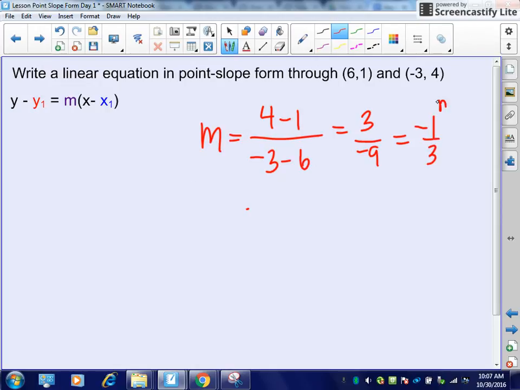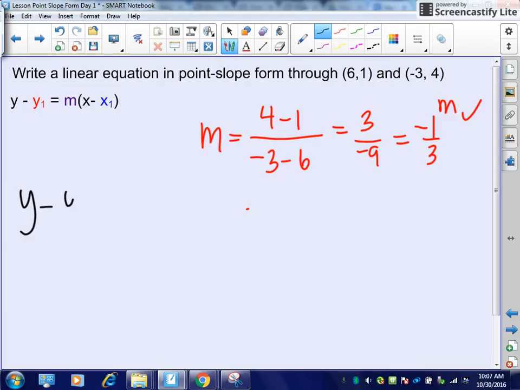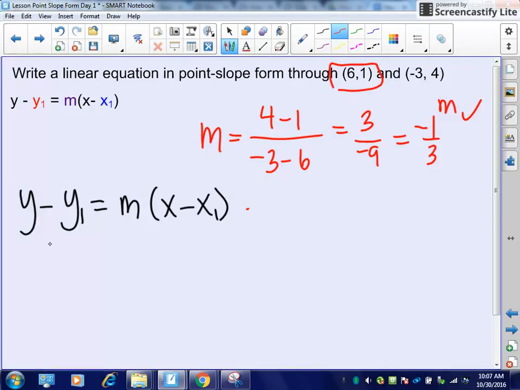Okay, so now we have the slope. And now we need to use a point and plug it into the formula. So again, the formula is y minus y1 equals m times x minus x1, where x1 and y1 represent a point. I'm going to use the first point this time. So for the y1, it is a positive 1, so I can write y minus 1. And the slope is what I found, so that's going to be negative 1/3. And then in the parentheses, I'm going to do x minus the x value. Well, the x value is 6, so I could have x minus 6.